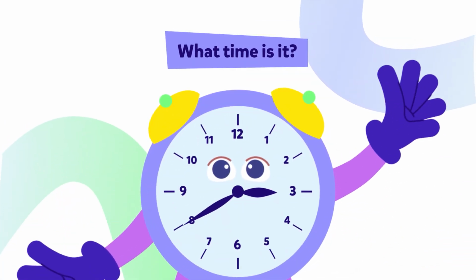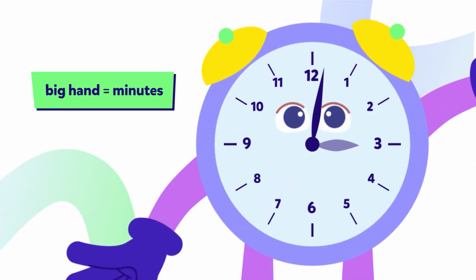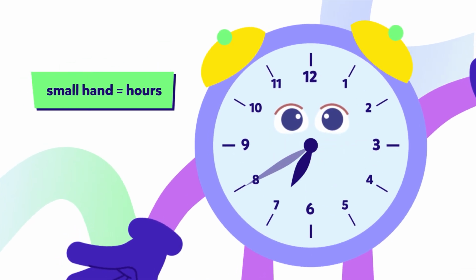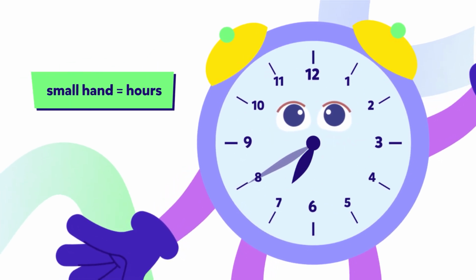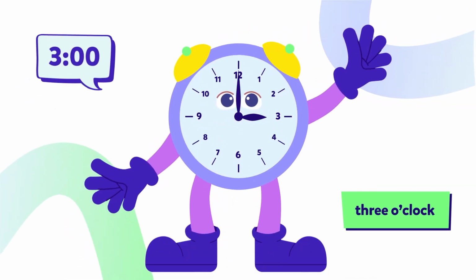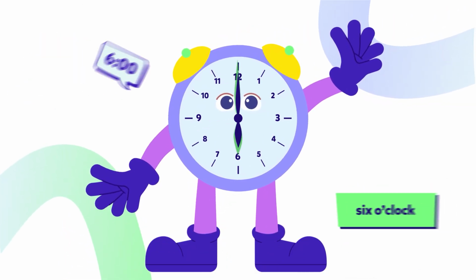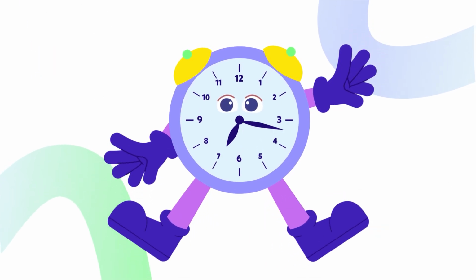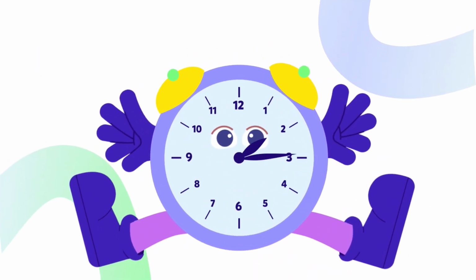What time is it? Let's find out. This is the big hand. It shows the minutes. And this is the small hand. It shows the hour. It's 3 o'clock. It's 6 o'clock. Now, a little bit more complicated.